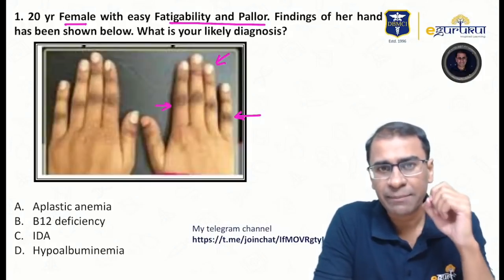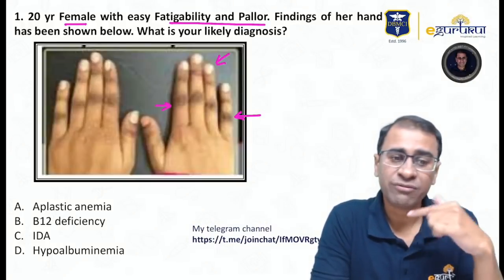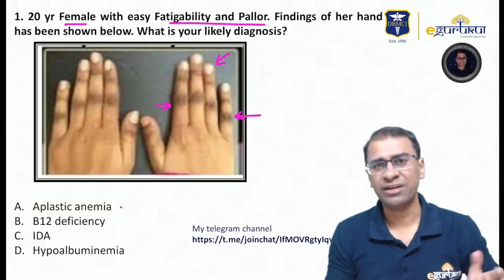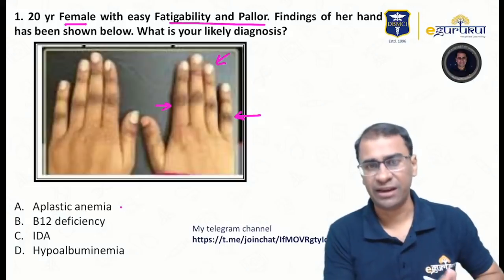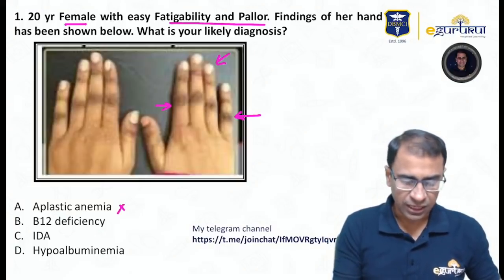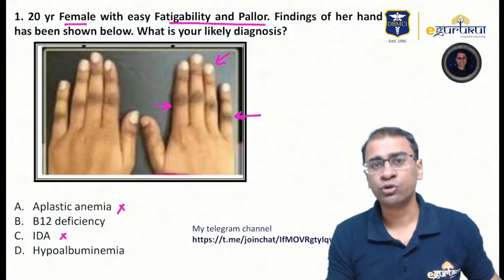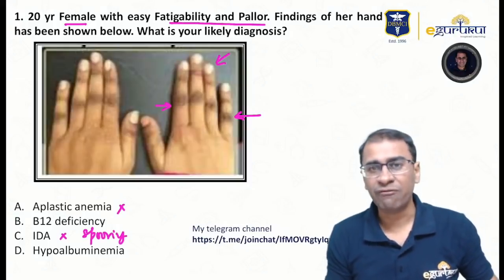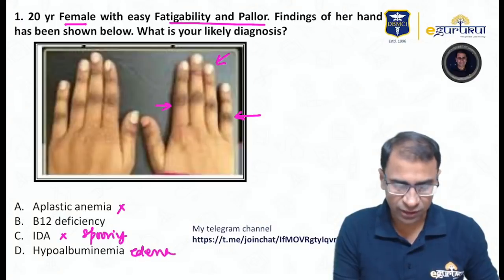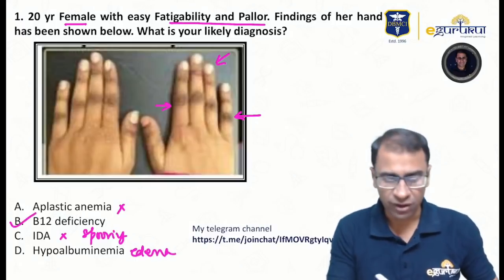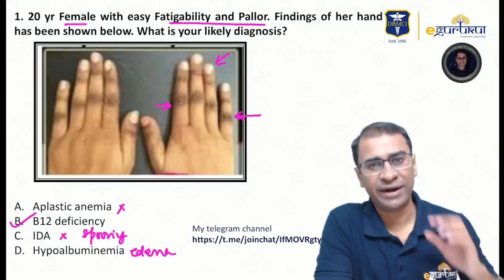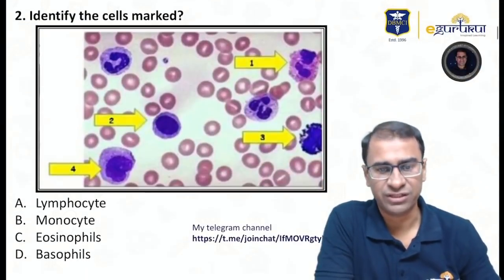So hyperpigmented knuckles and white nails, along with a feature of anemia, doesn't actually go into aplastic anemia, which will definitely show a huge amount of pancytopenia and infection history. It can't be iron deficiency anemia because it will show you the spooning of the nail, which is definitely not seen here. And hypoalbuminemia will have edema. So definitely you can exclude and come to the answer of B12, which shows hyperpigmented knuckles and white nails. The answer is B12 deficiency.